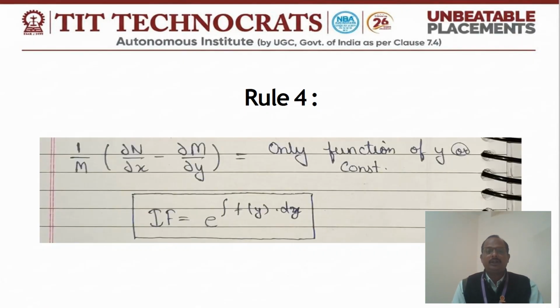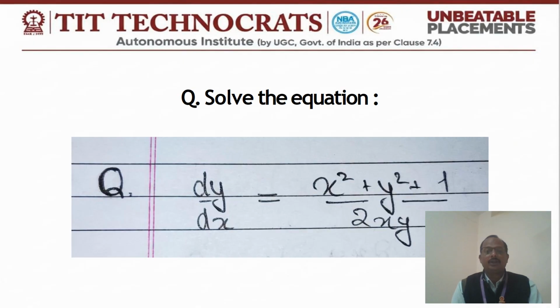In the same way, another rule is that you have to find del n by del x minus del m by del y and check whether it is divisible by m, and it gives a function of y only or constant. Then the integrating factor is equal to e to the power integration f of y dy. So one example is here: dy by dx is equal to x square plus y square plus 1 upon 2xy.